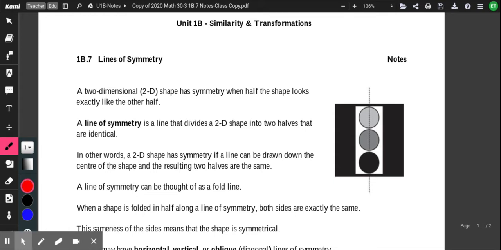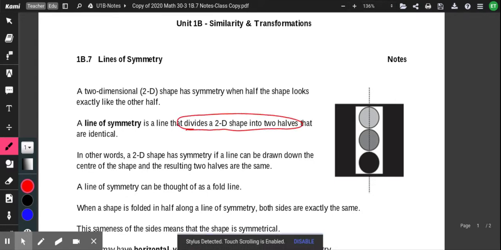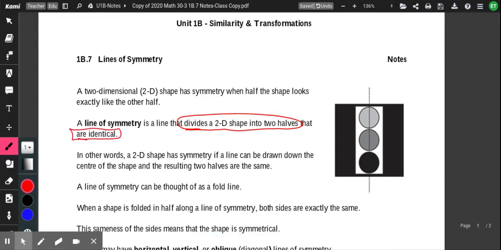Okay, this is lesson 1.7b, lines of symmetry. So we're talking about two-dimensional shapes, and they have a symmetry when the other half is like a mirror image of the other. So what we're trying to do is cut objects in half. A line of symmetry divides a 2D shape into half, and the two parts are identical in every way.